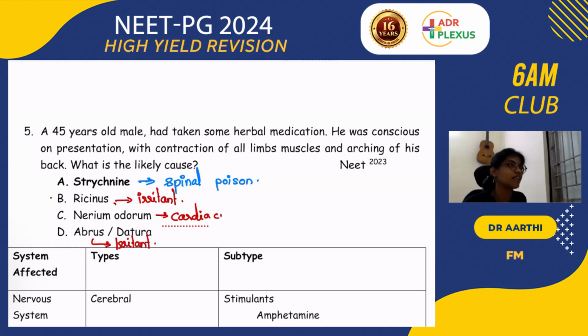Yes, next, Datura. Datura is CNS. The other question that has come previously, before last 4 years, is nicotine. Nicotine is what type of poison? Very good. Cardiac poison. Nicotine is a cardiac poison.